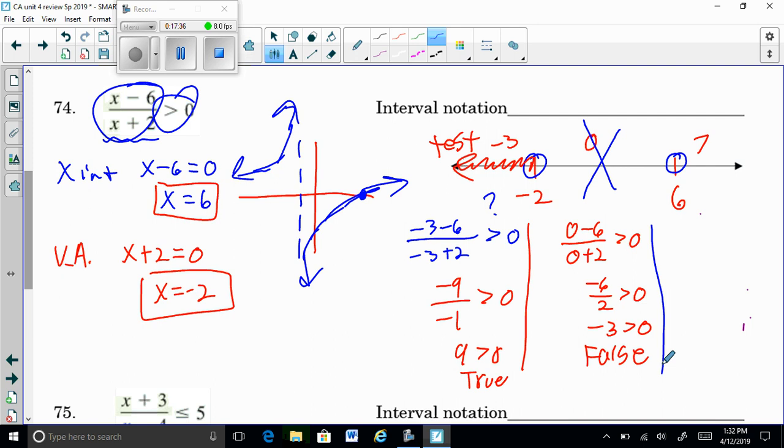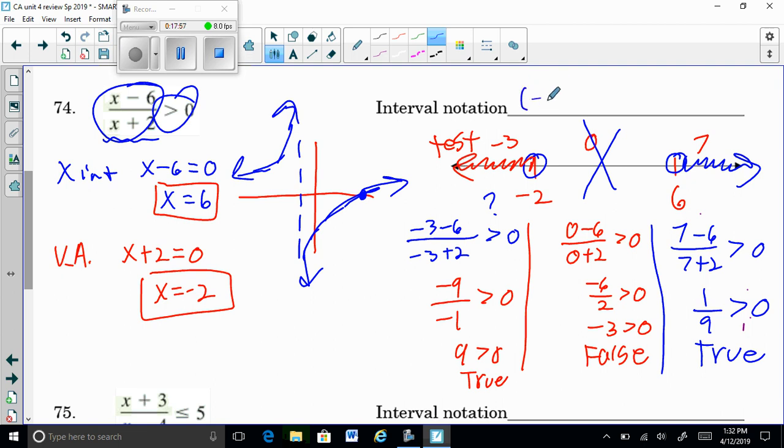Okay, now we'll try 7. So 7 take away 6 over 7 plus 2. Is that greater than 0? We end up with 1 over 9. 1/9, that's a small number, but it is greater than 0. So that comes back as true, and so we shade that direction. So our intervals are going to be from -infinity to -2, union from 6 to infinity.